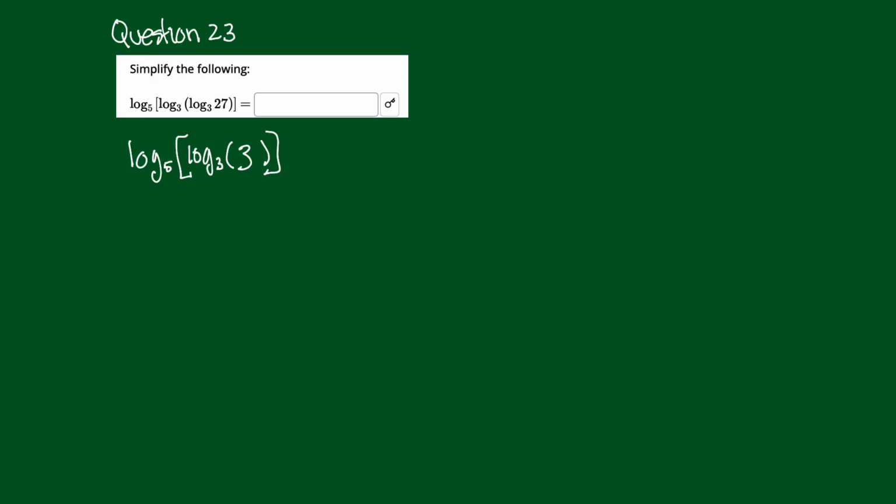Now, what is this one here? Well, it's an exponent. Logarithm is an exponent. What exponent are you going to put on that base to get 3? Well, 3 to the 1 is 3, so this is just a 1. So now I've got the log base 5 of 1, and the log of 1 to any power is 0.